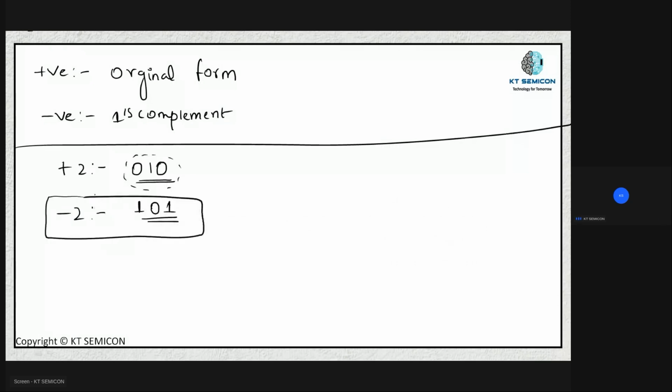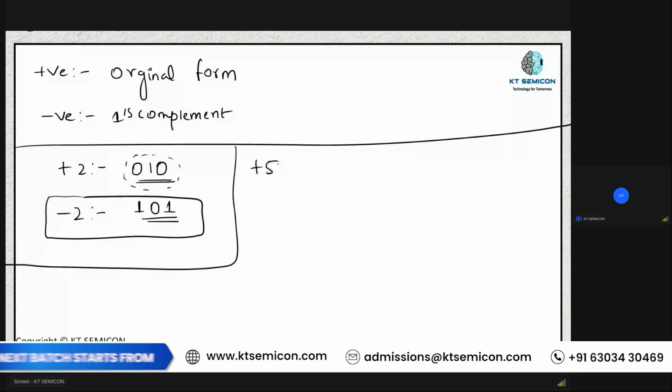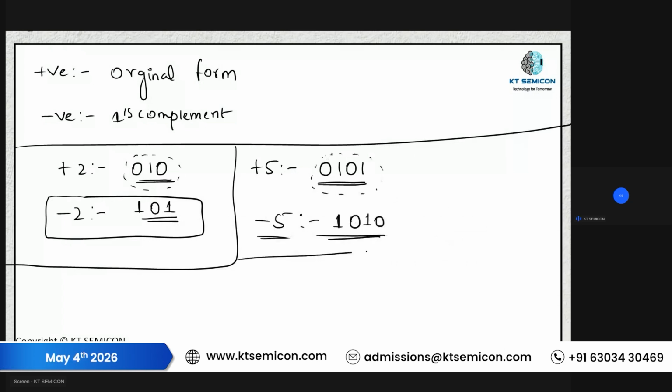Okay, let's say if I want to represent plus 5, then how to represent this? 0, 1, 0, 1 is nothing but normal plus 5 in ones complement form of representation. But if I want to represent minus 5 in ones complement form, then I'm going to perform ones complement on this original number, that is nothing but 1 0 1 0. Okay, so this is how I'm going to represent my positive numbers and negative numbers in ones complement form of representation.